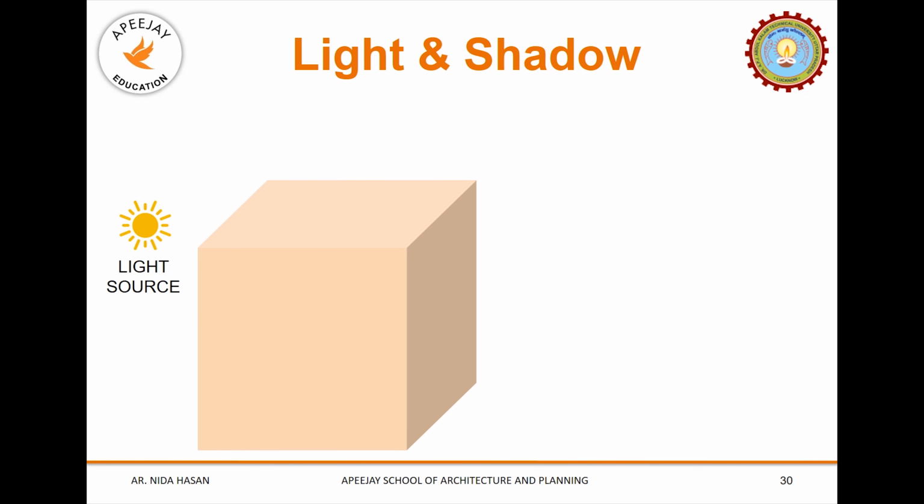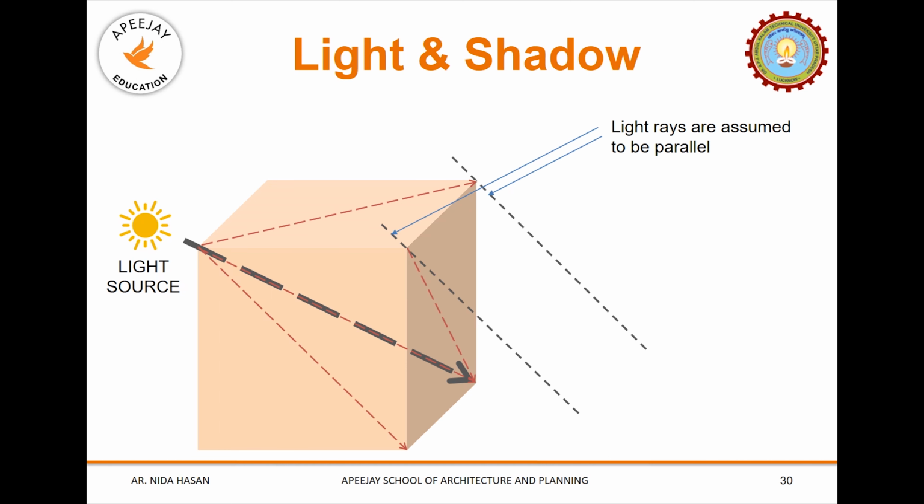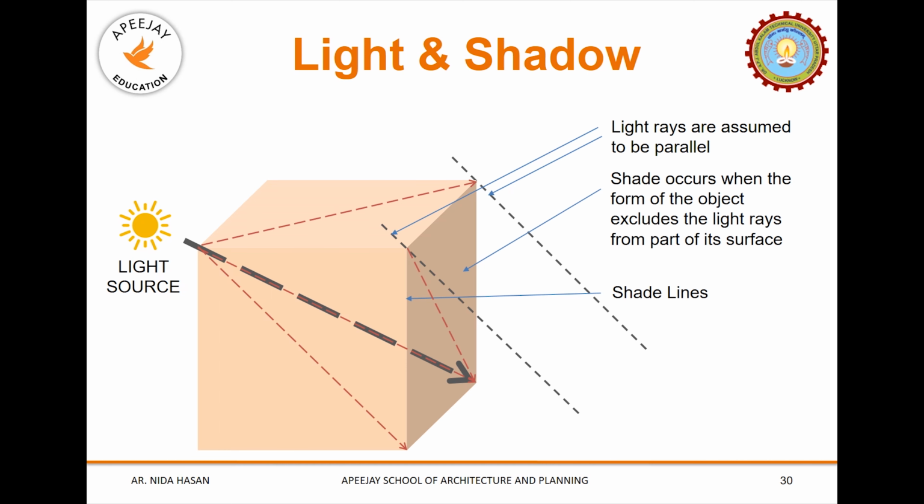I have taken an object that is resting on the ground and the source of light is the sun, where solar azimuth and altitude angle are 45 degrees. The direction of sunlight is shown here with the grey line, and when it touches the object, it falls in this way. The red lines shown here are the light rays. So on each face, they will travel like this. These dotted grey lines are the light rays.